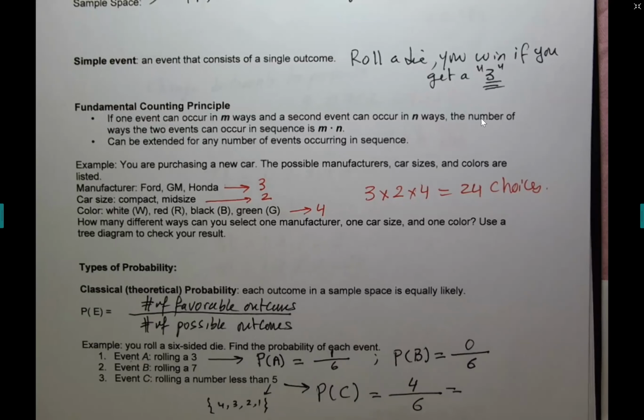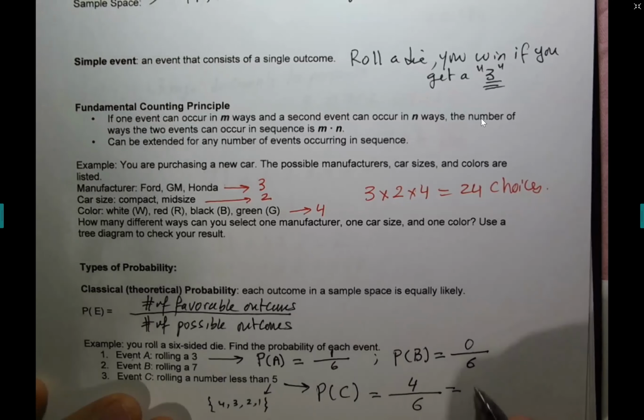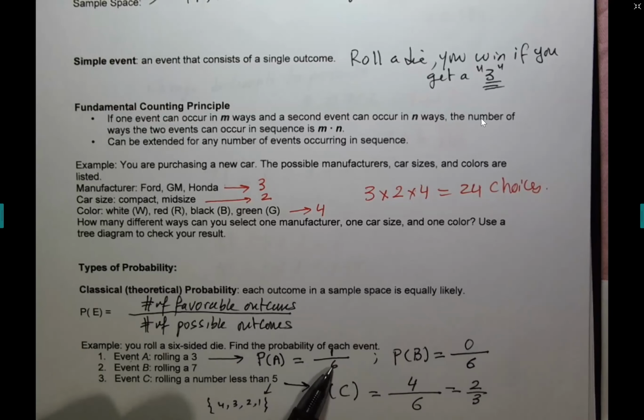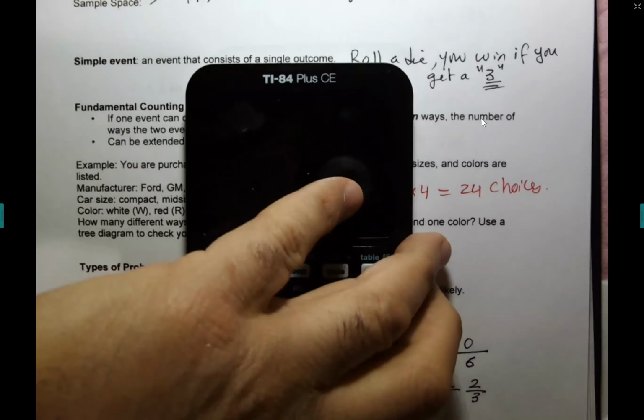All right. So it's 4 out of 6. And if you want to reduce this, it's 2 over 3. That's the probability. So you see, guys, when I told you about fractions to decimals, this is what I meant by that. So probably you will answer this question on the homework and you get 1 over 6. But then the system wants you to convert this to a decimal. So 1 over 6, if you divide 1 by 6.